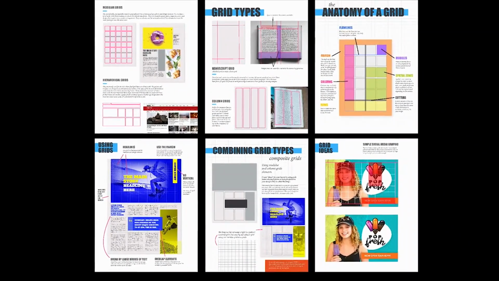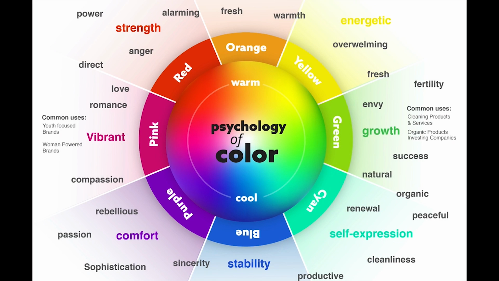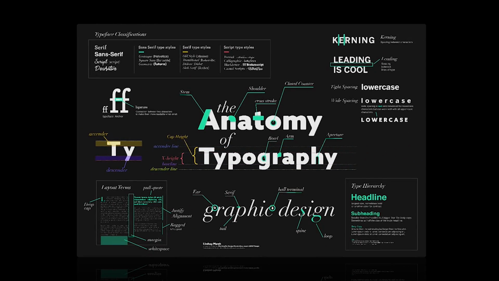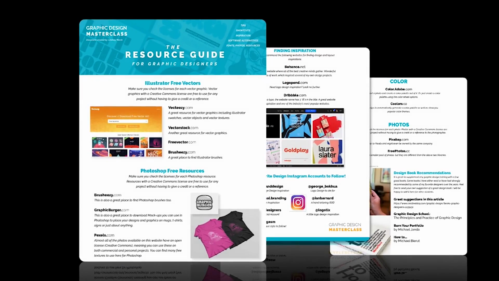There are tons of great downloadable resources in this course, including a brand new 11-page guide to using grids, a color theory sheet, an anatomy of typography poster, a font pairing guide, and a wonderful graphic design resource PDF that contains all of my favorite free and paid tools, resources, and places to find design inspiration.